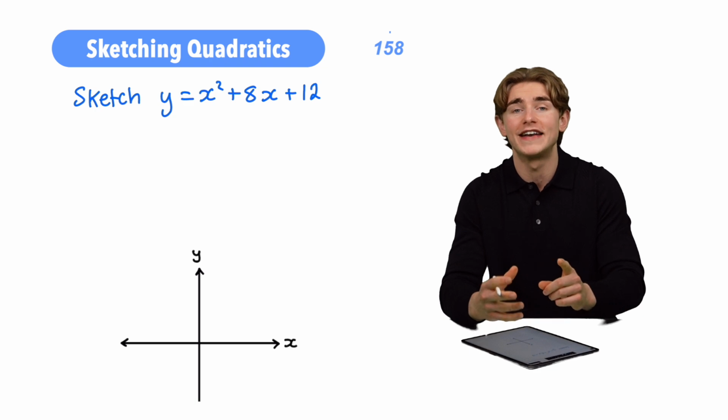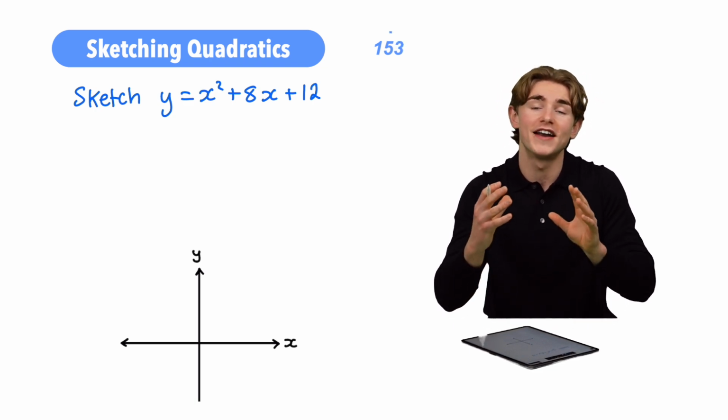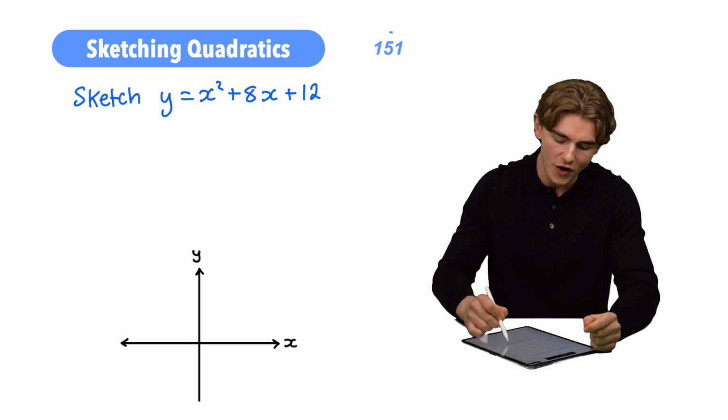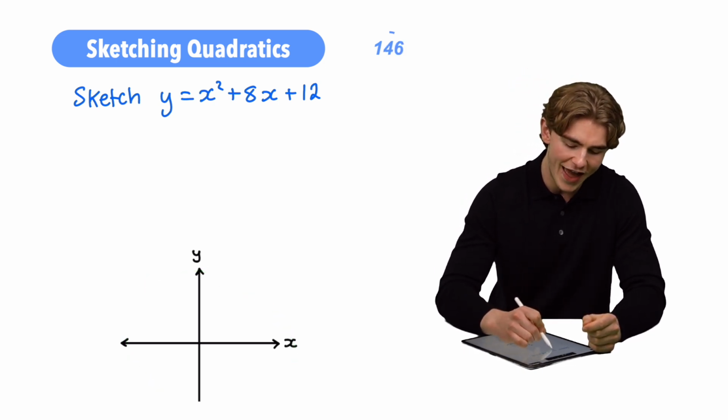Step number 1, we're going to find our x-intercepts. Step number 2, we're going to find our y-intercepts. Step number 3, we're going to find our turning point. We're going to put all of those on our graph down here and join them with a curve. Let's get it done. First of all, finding our x-intercepts, what are we going to do?